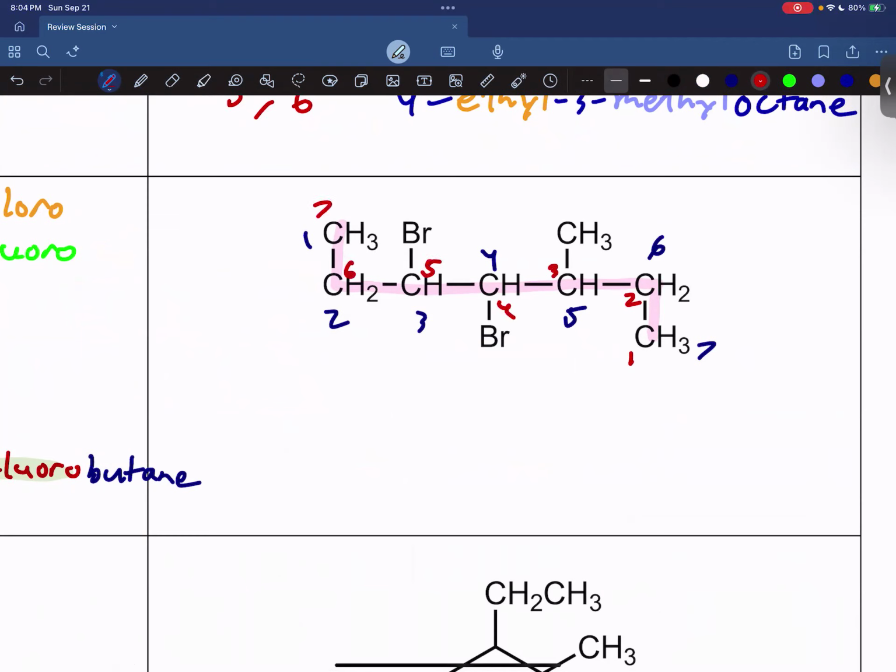Okay. So let's look at the branching numbers. We have 3, 4, 5. And then for the blue, we have 3, 4, and 5. Oh, are they tied? Yes, they are. So once again, we're going to have to look at what rule?